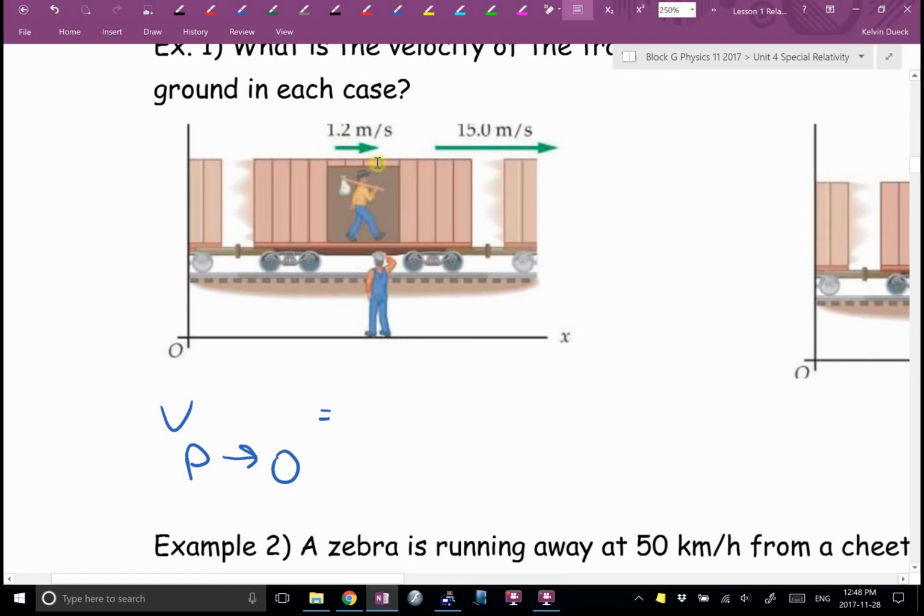Yeah, 1.2 meters per second. How fast is the train going? 15. Now, as far as the passenger is concerned, then, he is walking at 1.2 meters per second. How fast does he appear to be walking relative to that observer who's watching from the Earth?